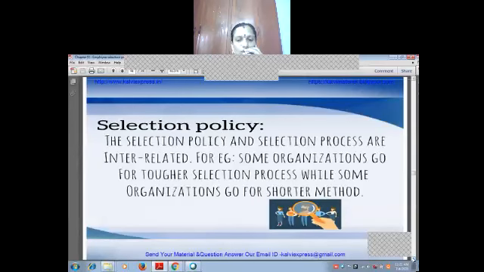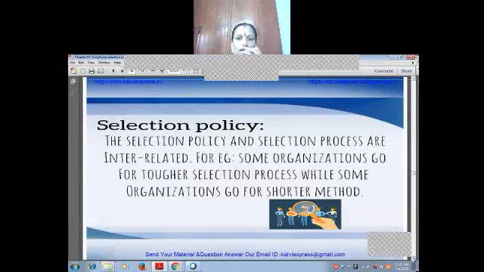Selection policy. Each and every company has separate selection policies that they follow. The selection policy and selection process are interrelated. For example, some organizations go for a tough selection process, while some organizations go for a shorter method. So all the organizations will not follow the same process. It depends on the job, and they will fix the selection process accordingly.